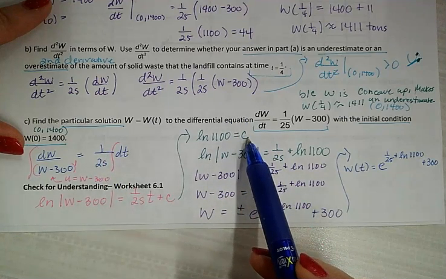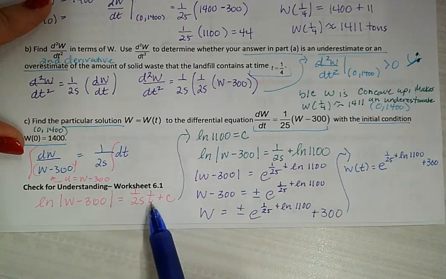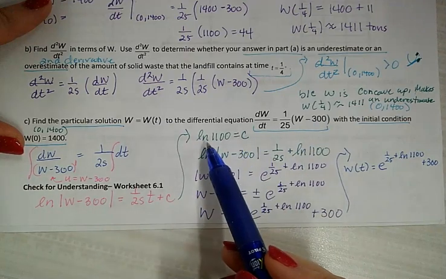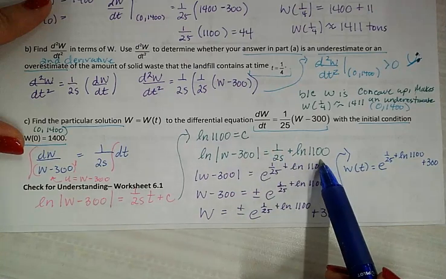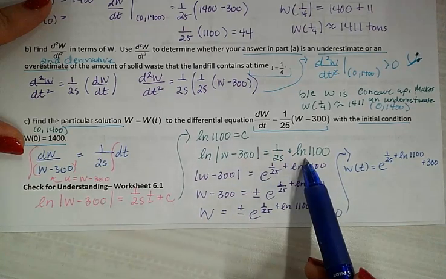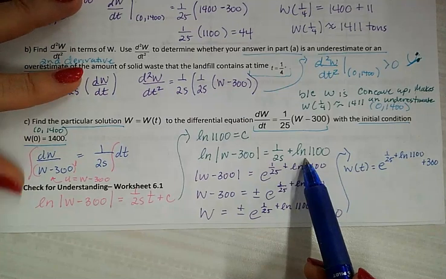Then the next thing we would do would be find the C by plugging in our initial condition. So our C is a natural log of 1100. Then the C gets plugged back into where the C was in this equation. So now you can see it's natural log of 1100.